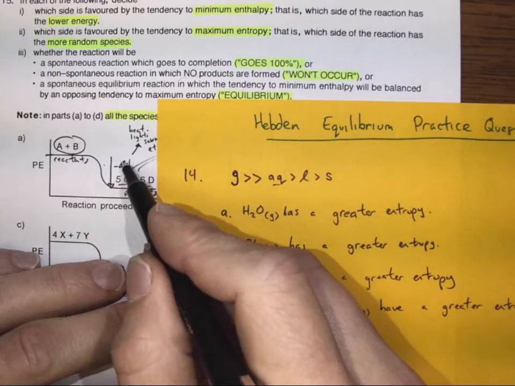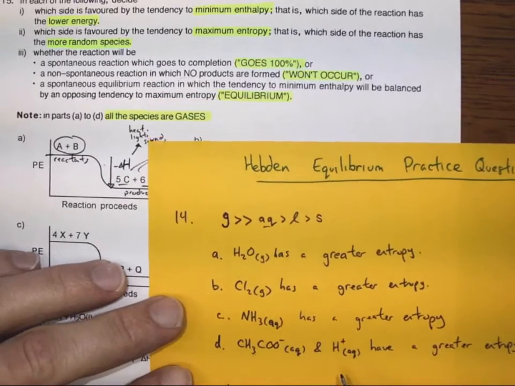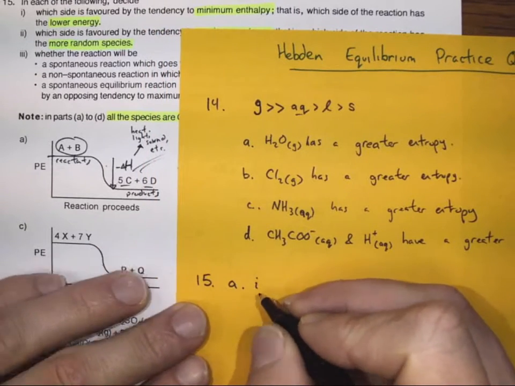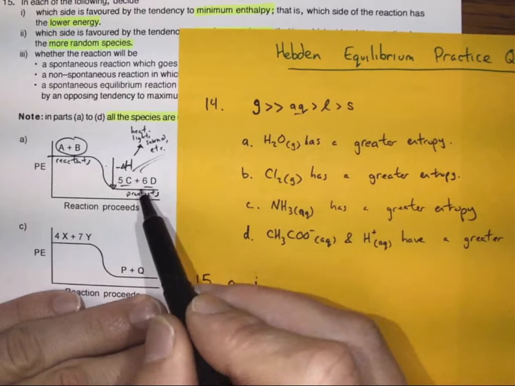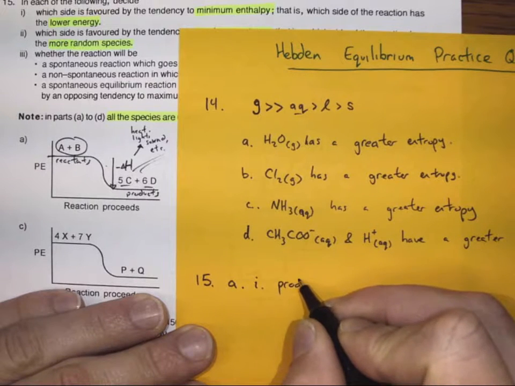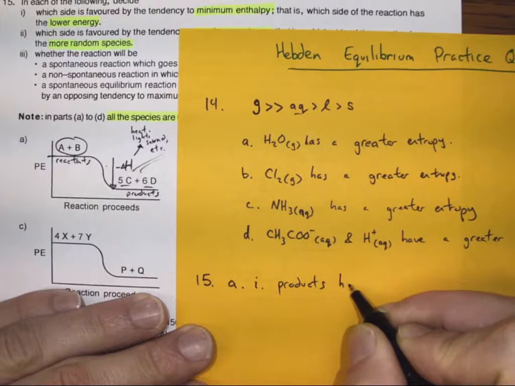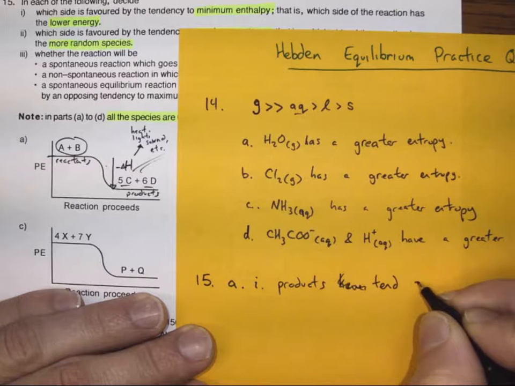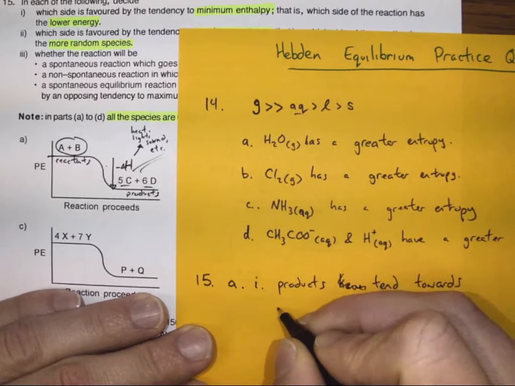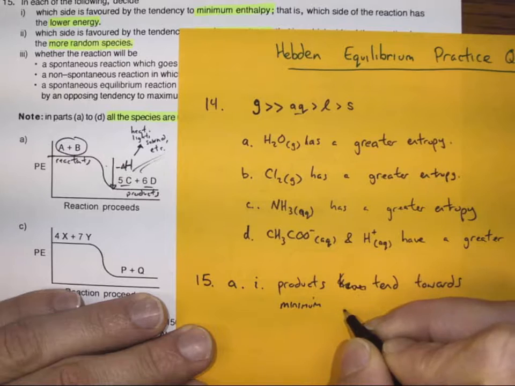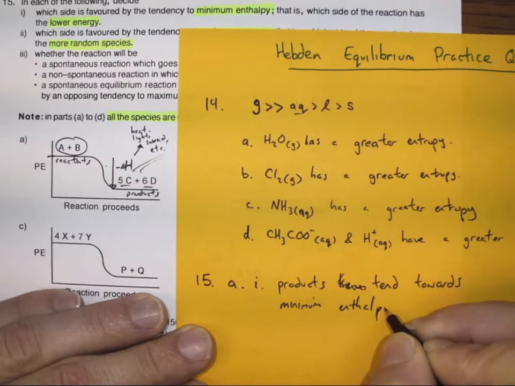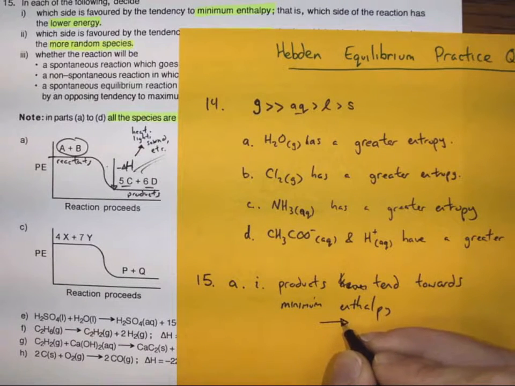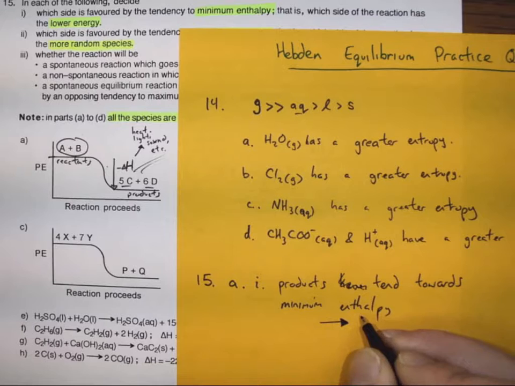And if you want to get technical, it also has to do with the temperature in the system, but I'm just going to ignore that for now for ease of understanding. So I would say that the products here tend towards minimum enthalpy. So the reaction wants to move forward to the product side, at least in terms of any enthalpy argument.